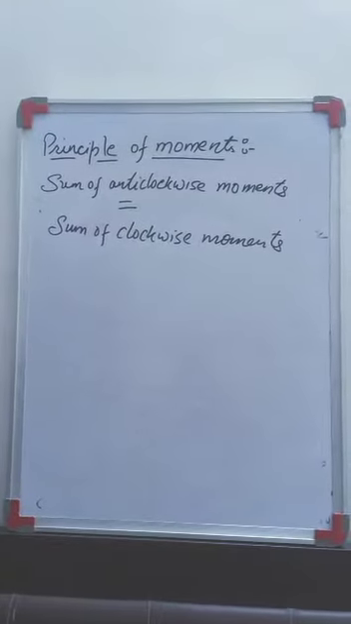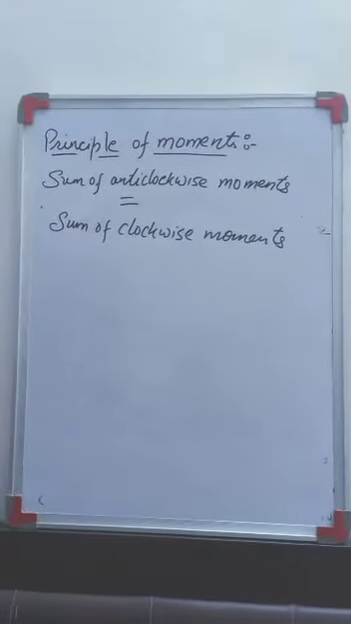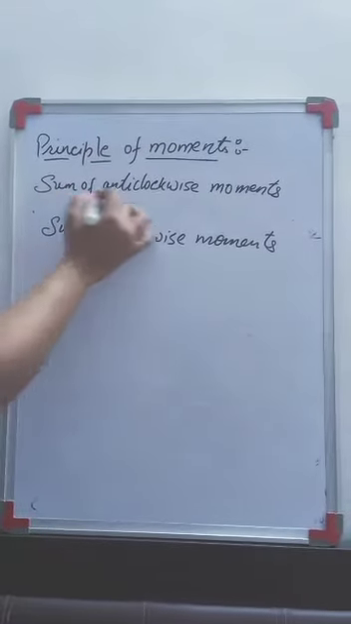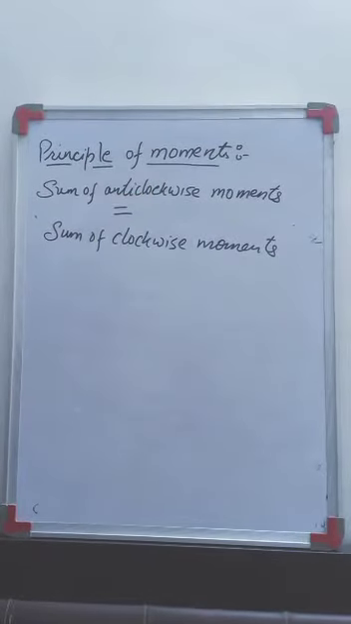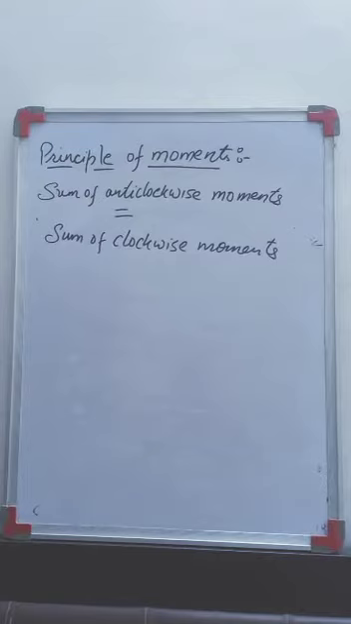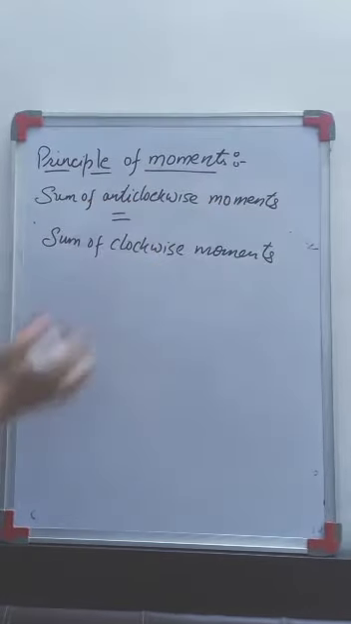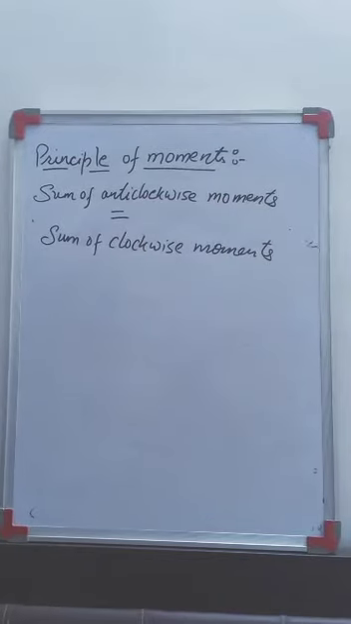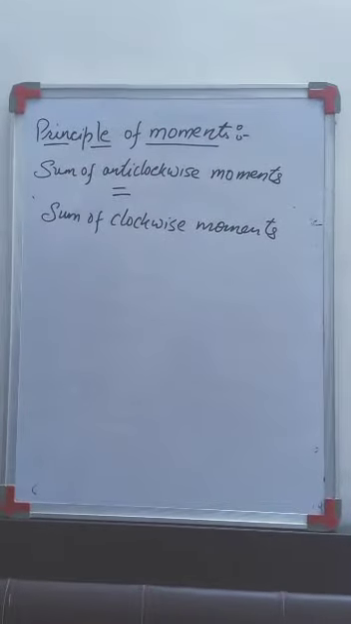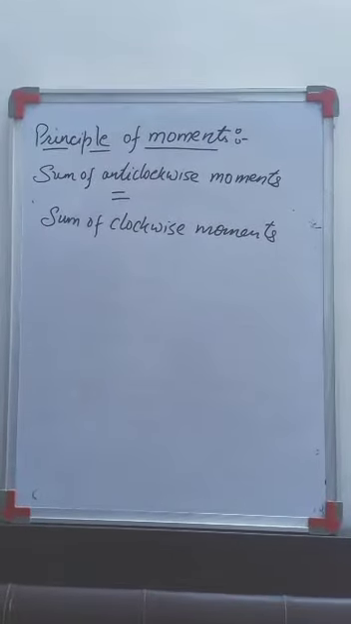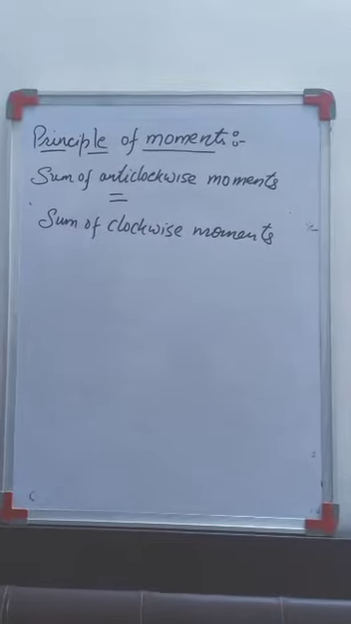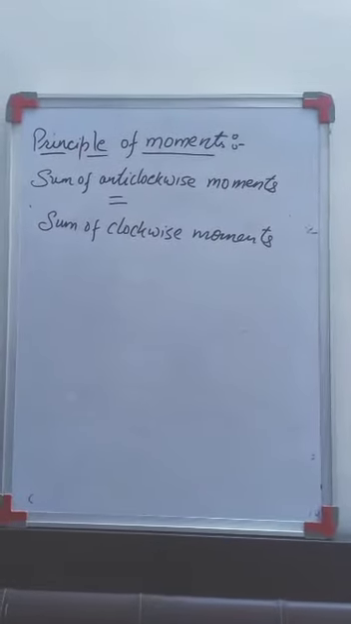So the principle of moments, according to that principle, is what? The sum of anti-clockwise moments is equal to the sum of clockwise moments. In our last video we learned what anticlockwise moment and clockwise moment are. Right? Clockwise moments are always taken as negative moments and anticlockwise moments are taken as positive.